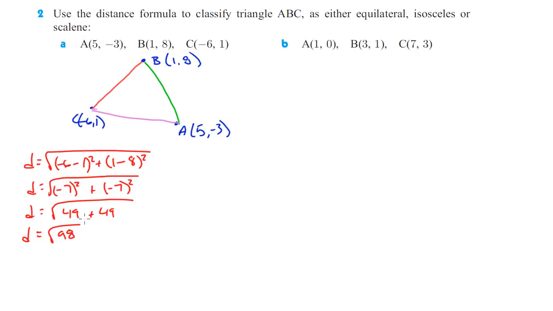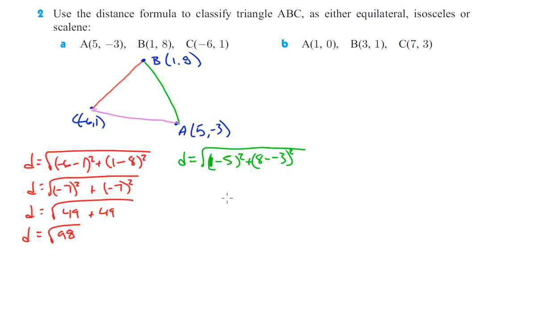Honestly, for what we're trying to do here, if you just leave it as distance as the square root of 98, that works just fine. So I'm just going to leave it like that. Let's do B to A here next. So we will do that one there, and the distance is going to equal 1 minus 5, that's a 1 there, squared plus 8 minus negative 3 squared.